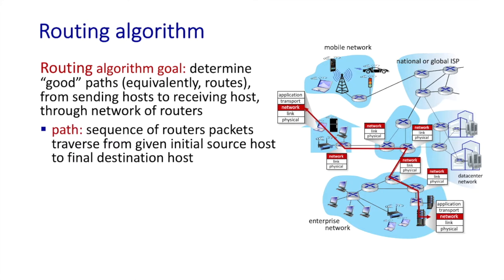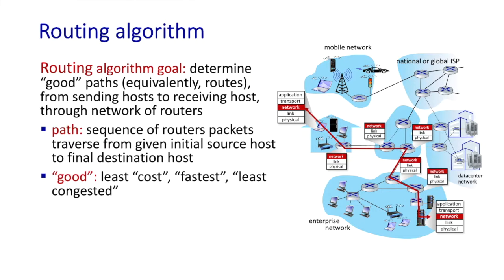So let's define a path as a sequence of routers that packets traverse from a given initial source host to the final destination host. We see a path here from this source host on the left to this destination host on the bottom right, passing through these 5 routers. And implicit in a path being a sequence of routers is the sequence of links connecting the routers in the path. These links are going to be important, as we'll see in just a sec.